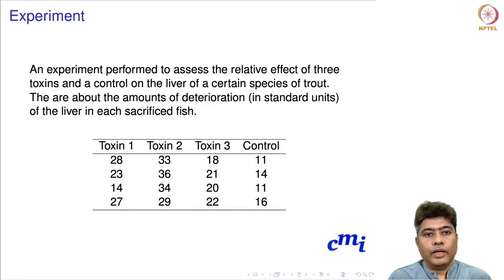In this experiment, we are continuing from the previous video, where we are assessing the relative effect of three toxin groups, toxin 1, toxin 2 and toxin 3, with a control group on the liver of a certain species of trout. We are measuring how the liver condition is deteriorating with the effect of the toxin.